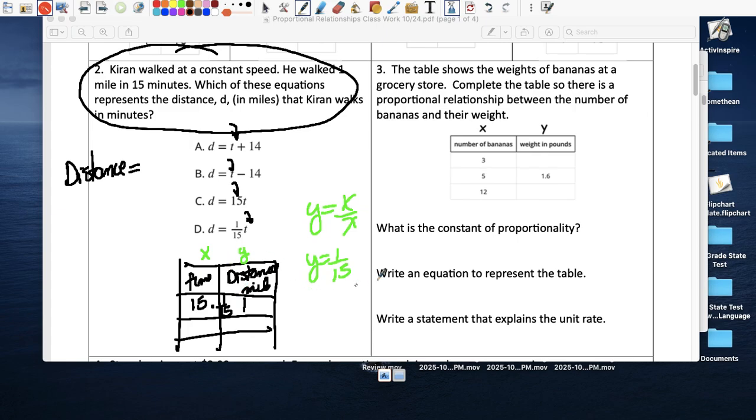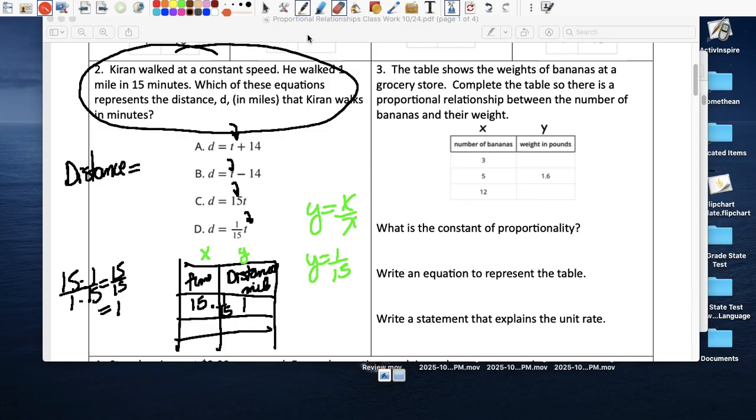Let's see if that works. If I multiply 15 times 1 over 15, it's actually 15 times 1 is 15, and at the bottom is 1 times 15, which is 15. What's 15 over 15? 1. So that works. This relationship actually works. So the constant of proportionality is 1 over 15.